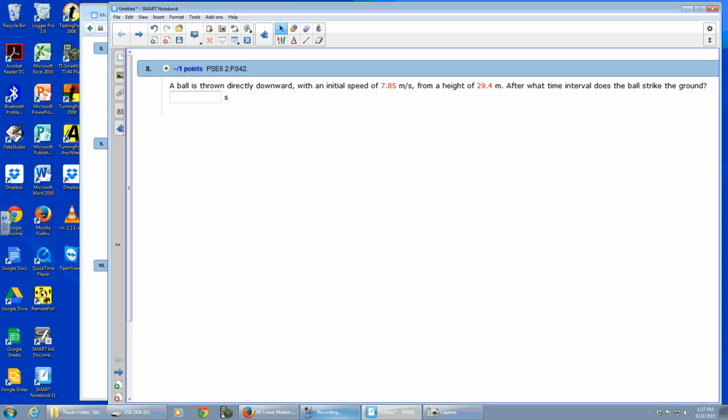So I can jump to my equation sheet and realize that x equals x naught plus v initial x times delta t, or t, plus 1/2 a_x t squared from my equation sheet.